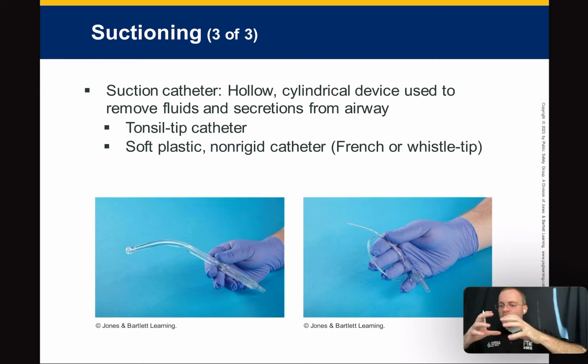It's a soft tip, okay. The rigid tip is used to suction the mouth, but a soft tip catheter is used to suction the nose and tubes, like an endotracheal tube or something like that. So just be aware of the differences. As an EMT, 99.999% of the time, you're going to be using this, okay?